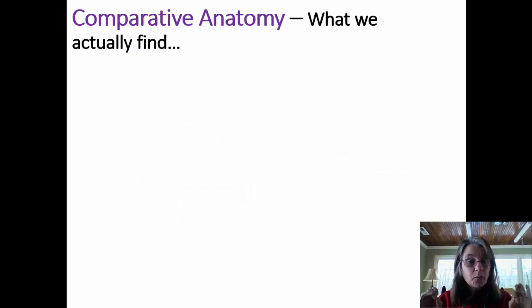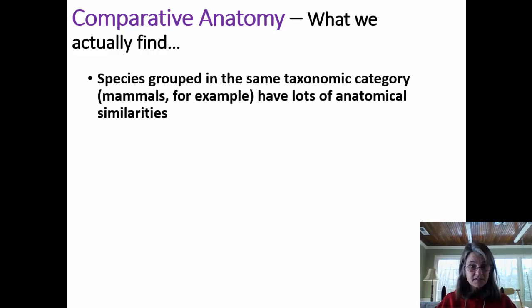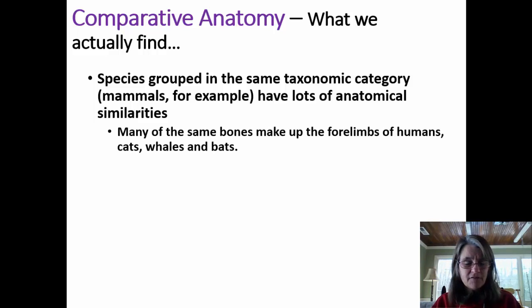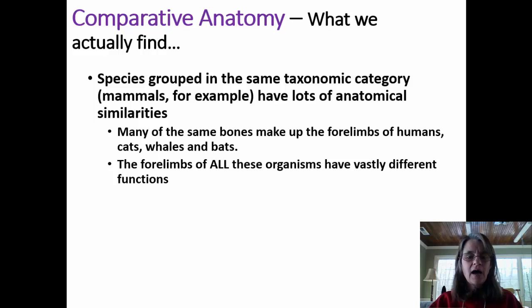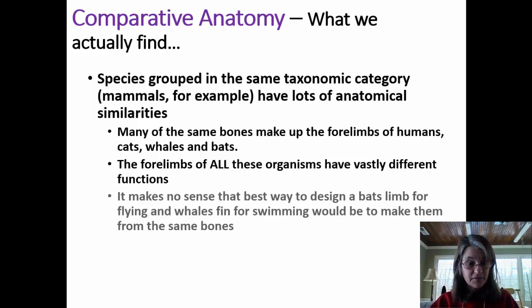Now, what we actually find when we look at comparative anatomy is that species that are grouped in the same taxonomic category, for example, mammals in their group, birds in their group, have lots of anatomical similarities. For example, many of the same bones make up the forelimbs of humans, like my arm, and a cat's foreleg, whale's flippers and bat wings. They have many of the same bones in all those wildly different structures. Of course, those structures have vastly different functions.